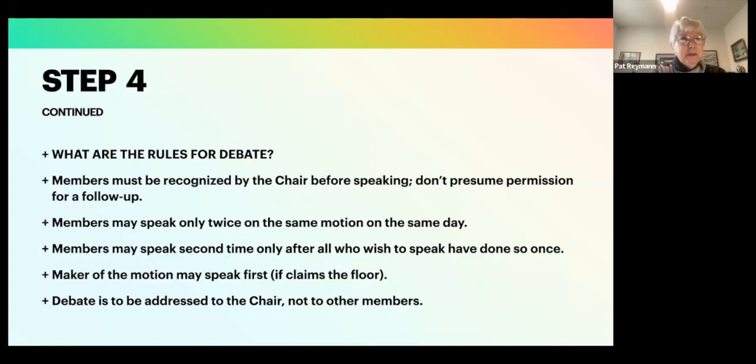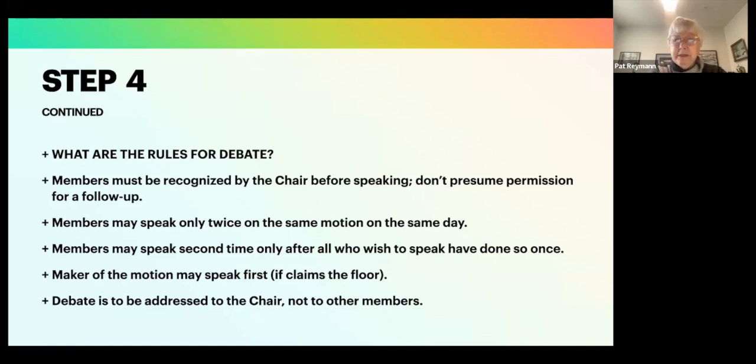But that's the typical rule: speak only twice on the same motion. So you want to make sure that every time you speak, those 2 times, you have said everything that you want to say on that particular topic, because you're not going to get any more than those 2 turns.